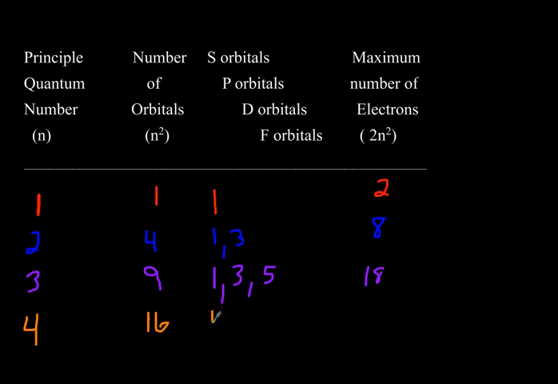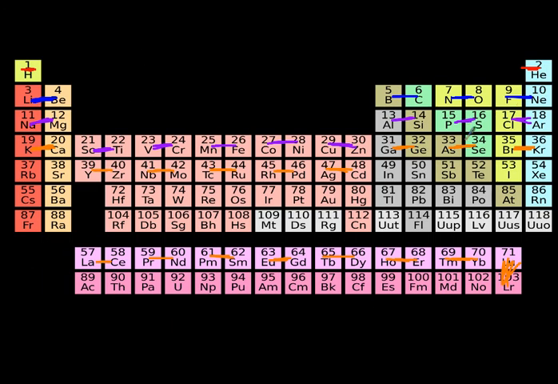So 1 orbital was in the S, there were 3 in the P, 5 in D, and there were 7 orbitals in F. So that's 5, 6, 7, 8, 9 plus 7 is 16. We're good to go with that. And 16 times 2 is 32. Okay, so if you went back and counted, you would see that there were 16 elements total that we gave this yellow orangish color.